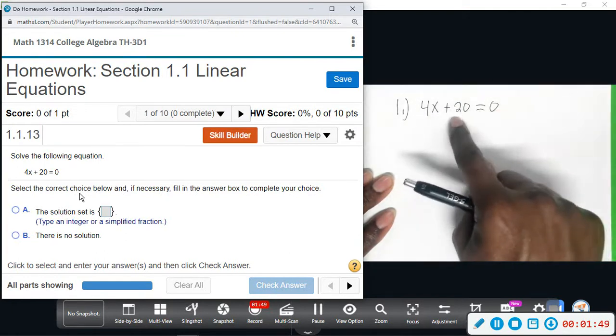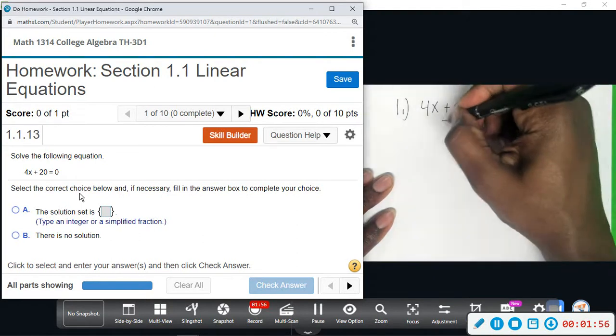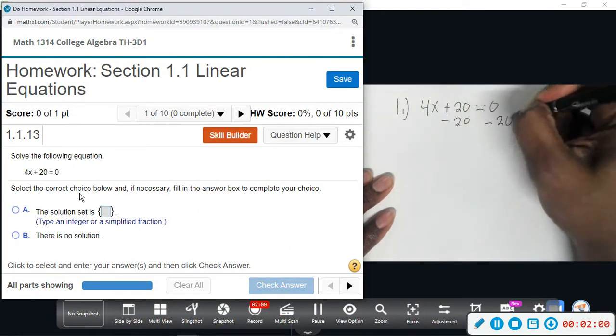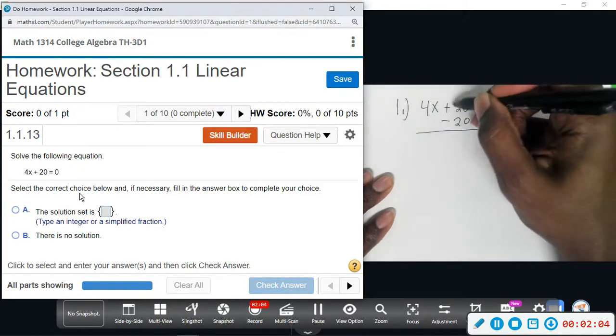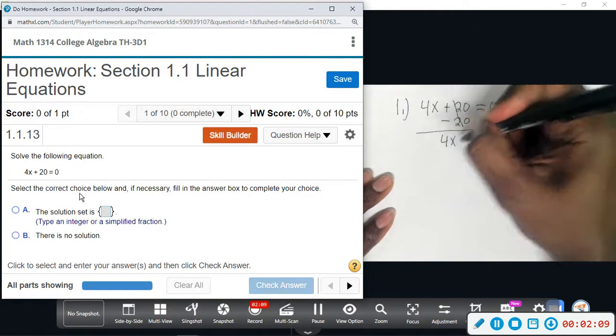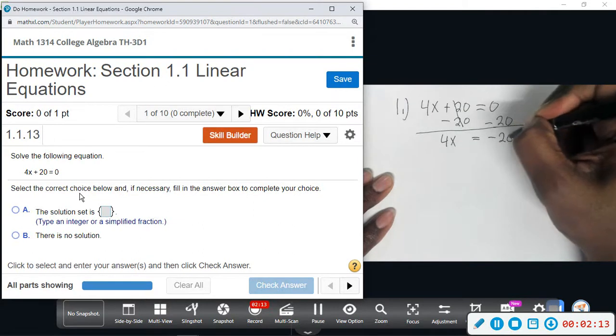The last thing we do in order of operations is add and subtract. So going backwards, it says add 20. We want to get rid of it, so we subtract 20 from both sides of the equal sign. Positive and negative 20 go to 0. Bring down the 4x, and then bring down the equal sign. 0 minus 20 is negative 20.